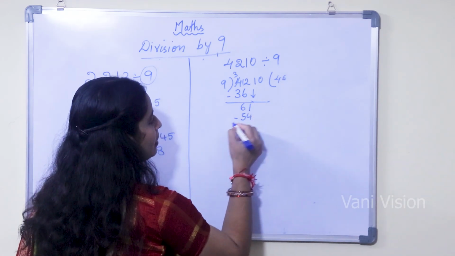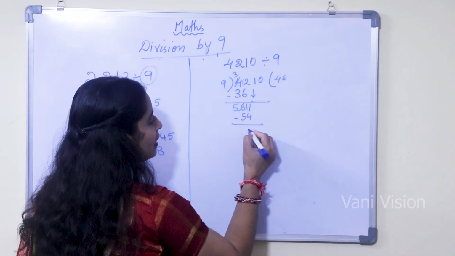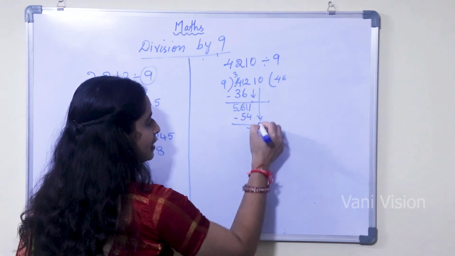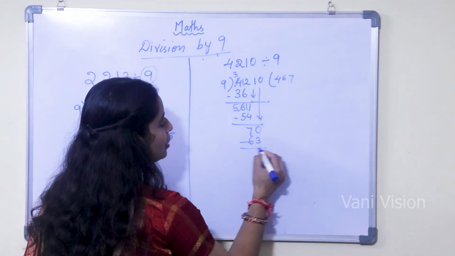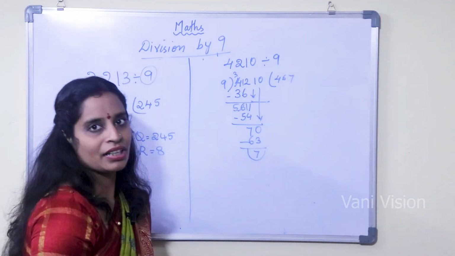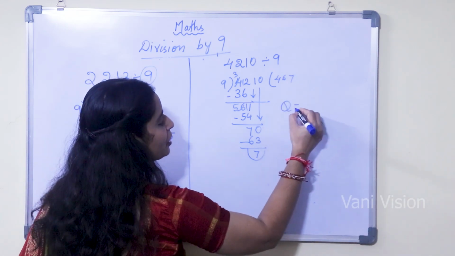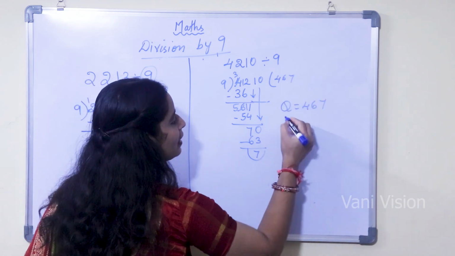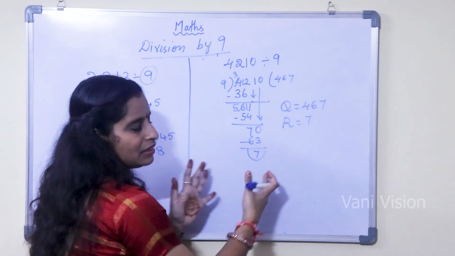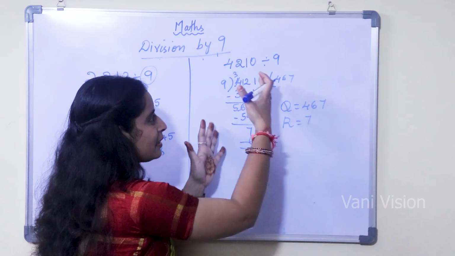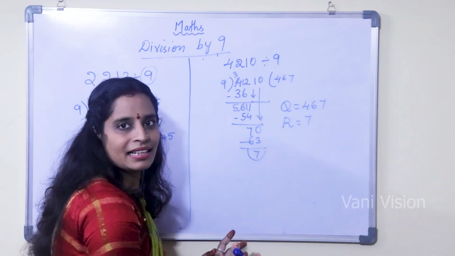So then subtract again, 5, 1. So it is 7. Bring this 0 down. So 9 sevens are 63. So your remainder is 7. Okay. Now quotient is 467 and remainder is 7. Okay. Don't we feel it is a little clumsy, lengthy method, right?